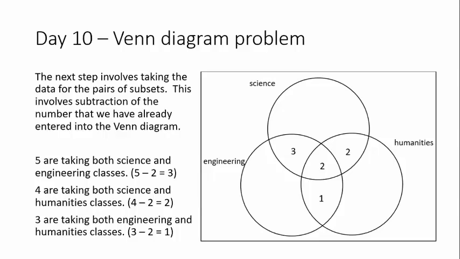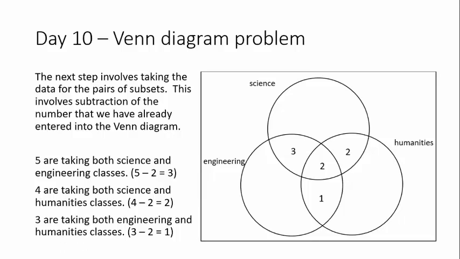We're told that 4 students are taking both science and humanities classes. 2 of the 4 are already listed there in the intersection of all 3. So we subtract 4 minus 2 equals 2, and the remaining 2 will go in the intersection outside there. So you've got a 2 here, that's the intersection of all 3, and then the remaining 2 are out here.